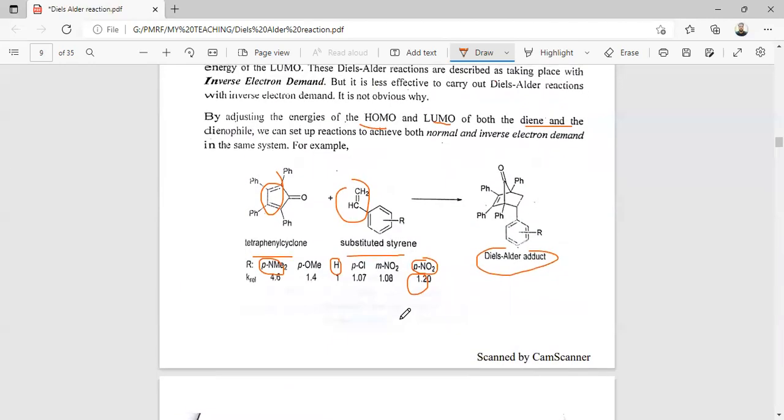So that means an electron donating or electron withdrawing substituent on this dienophile molecule will lower the energy gap between the HOMO and LUMO of the diene and dienophile. So that's why, for both electron donating and electron withdrawing substituents, the rate is higher.